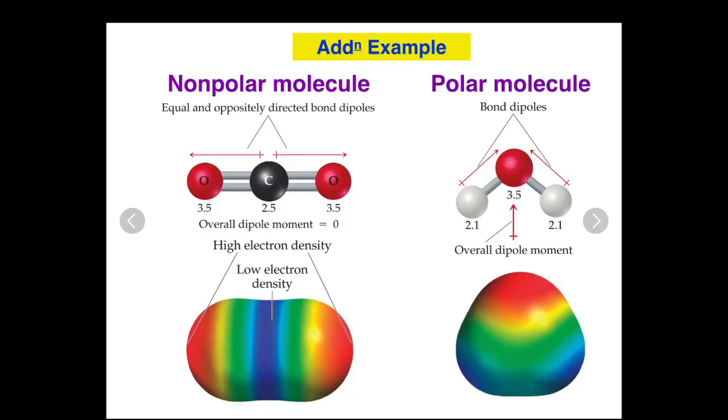Here are the electron densities for the carbon dioxide molecule and for the water molecule. As you see, the red region indicates high electron density and the blue region indicates low electron density. As you can see, oxygen has a higher ability to withdraw electrons, therefore the electron density is a lot higher in the oxygen regions. In this case, because both oxygens are pulling electrons equally on both sides, the overall dipole moment equals zero.